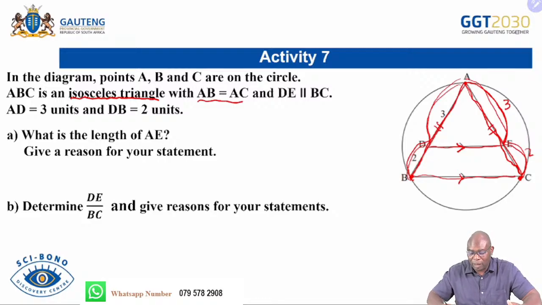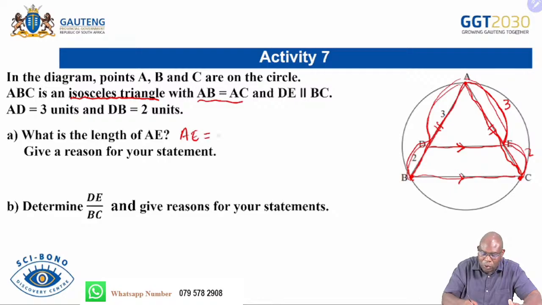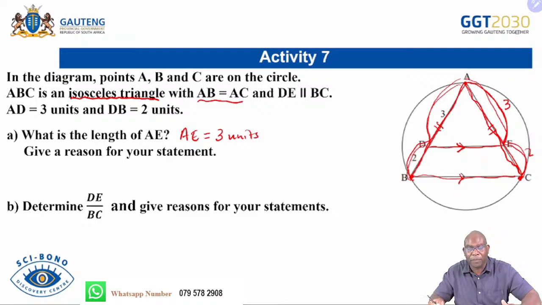Okay. So now, the reason for that, either you can say the isosceles triangle, that is also acceptable, or another reason will be the proportionality theorem, whereby this line DE is parallel to BC. Okay, so AE is going to be equal to 3 units. If they ask me about AC, it will be 5 units because those lines are equal as given.